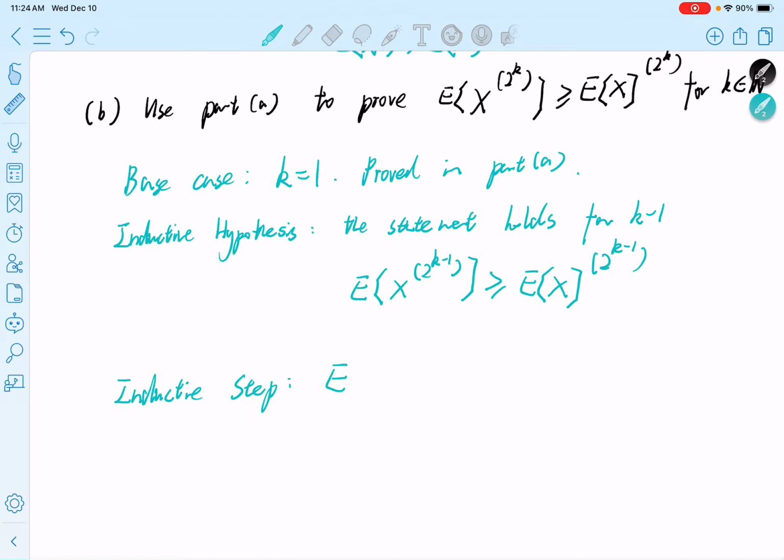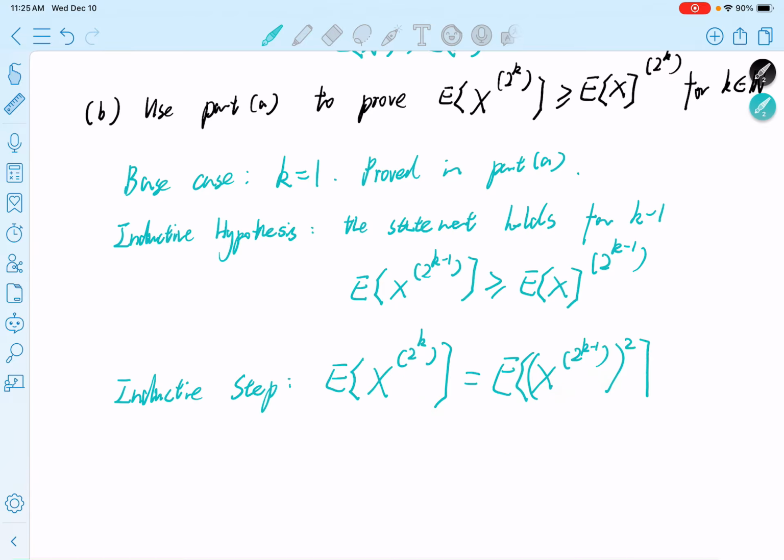So the expectation of x to the 2k. How do you change this k to be k minus 1? The idea is just to take out the square, right? If you just take out the square, then this will be k minus 1. If you take the inner part and square it, then it just becomes this one.